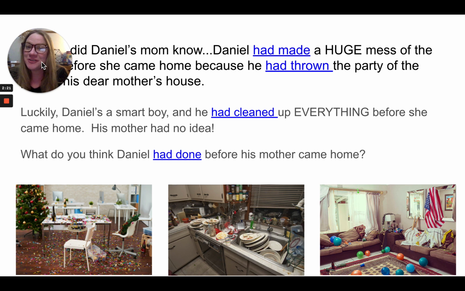So my question for you students is, what do you think Daniel had done before his mother came home? You can take a look at the pictures to see what the house looked like early in the morning, and then think about how Daniel must have cleaned up the house. What had he done to make his mom think there was no party? Again, you can pause the video while you think about it, write some sentences down in your notebook, because I'm going to give you the answers right now.